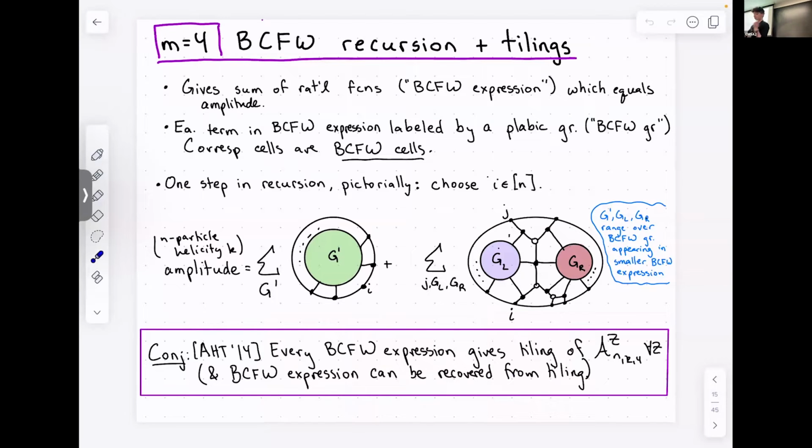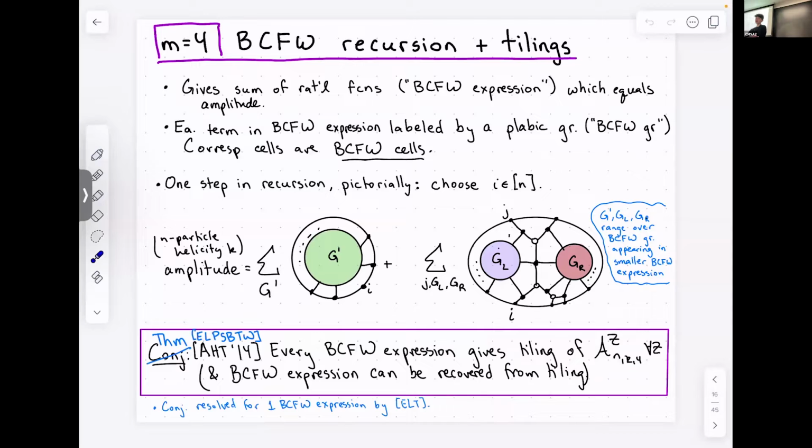Right, so the guiding conjecture of Arkani-Hamed and Trnka was that every BCFW expression gives you a tiling. So if you take those cells corresponding to the expression and you take their images under the Z tilde map, you will really get a tiling of the amplituhedron. And this is, like I said in the beginning, exactly the result I'm telling you about today. We proved this.